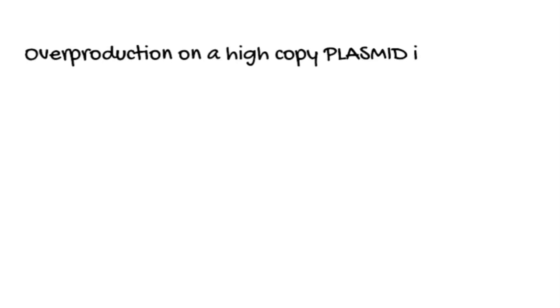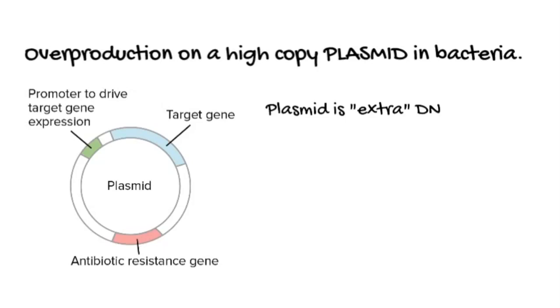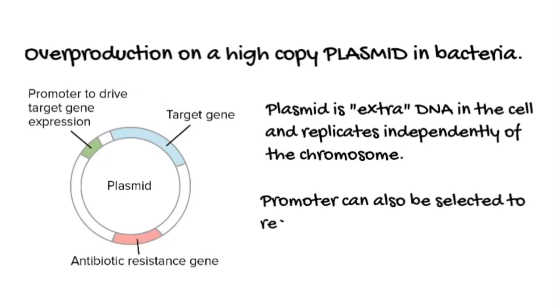Sometimes we just want a lot of the gene product. We can take advantage of something called a plasmid, which is extra DNA in the cell and replicates independently of the chromosome.